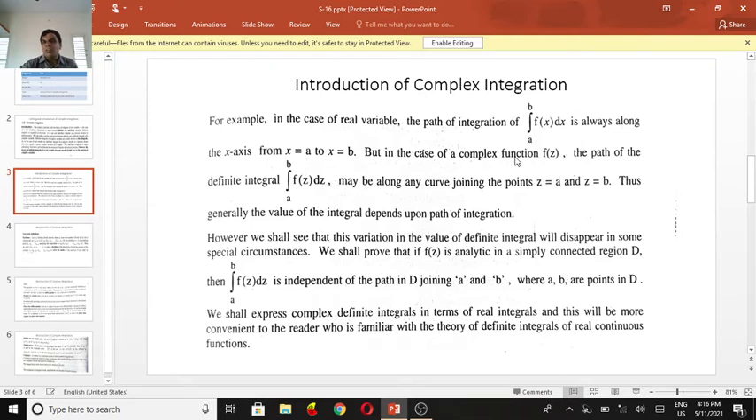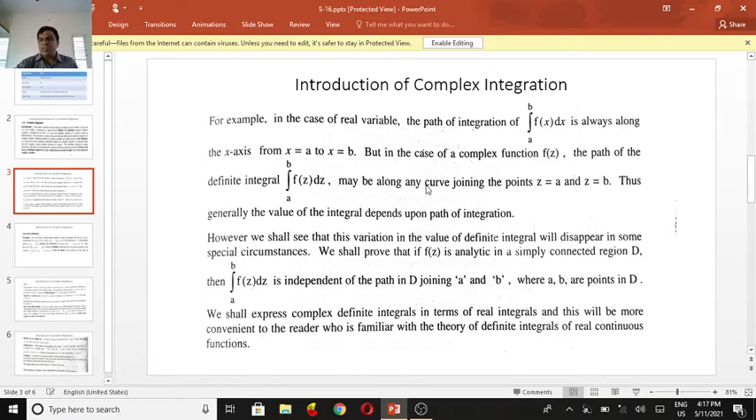But in the case of a complex function f(z), the path of the definite integral from a to b of f(z) dz may be along any curve joining the point z equals a and z equals b. Thus, generally the value of the integral depends upon the path of integration. So the values depend upon the path of integration in the case of a complex function. However, we shall see that these variations in the value of the definite integral will disappear in some special circumstances.